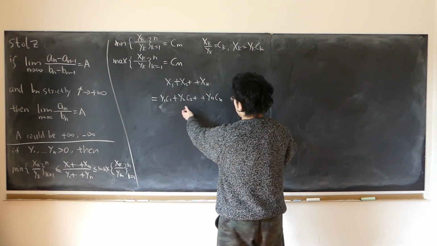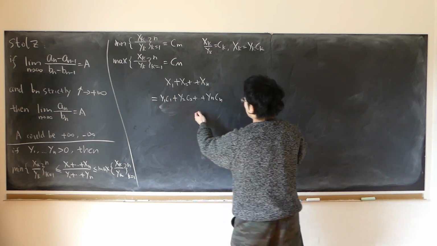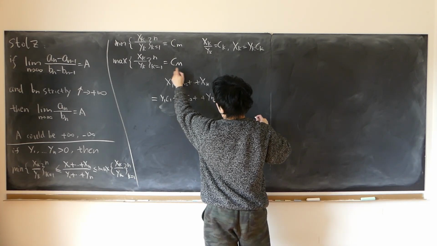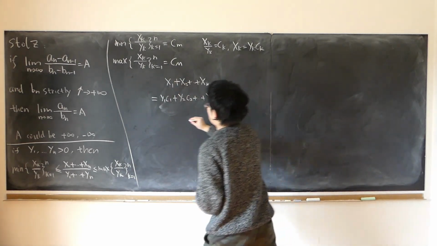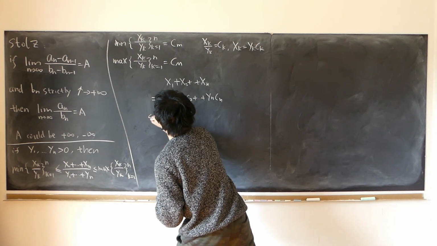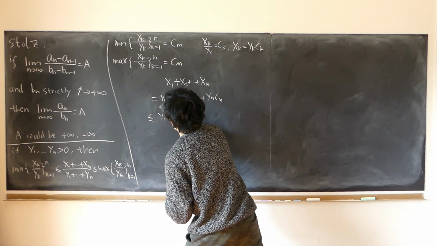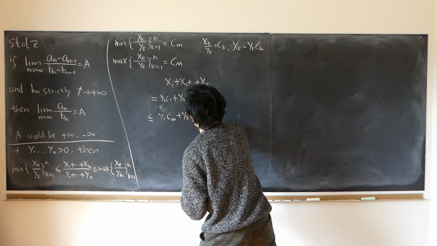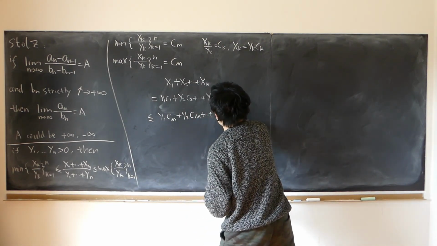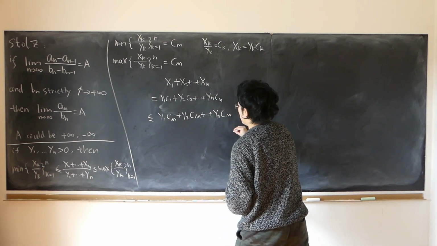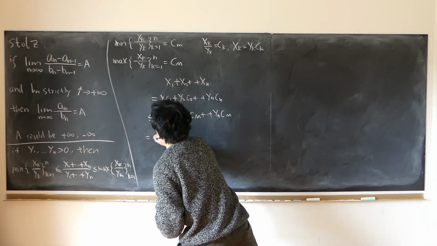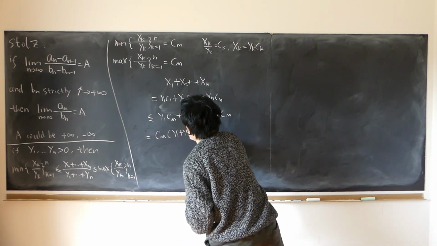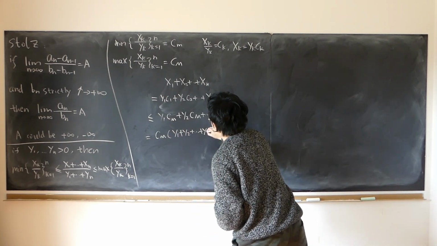And if we replace every c with c capital M, the biggest one, then that is definitely less than or equal to y1 times c capital M plus y2 c capital M all the way up to yn c capital M, and that is equal to c capital M times y1 plus y2 all the way up to yn.